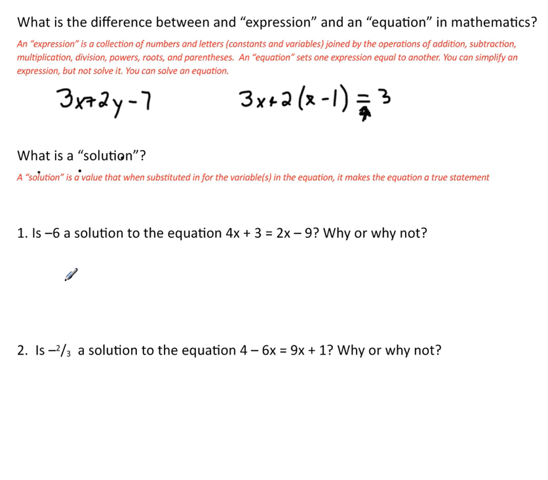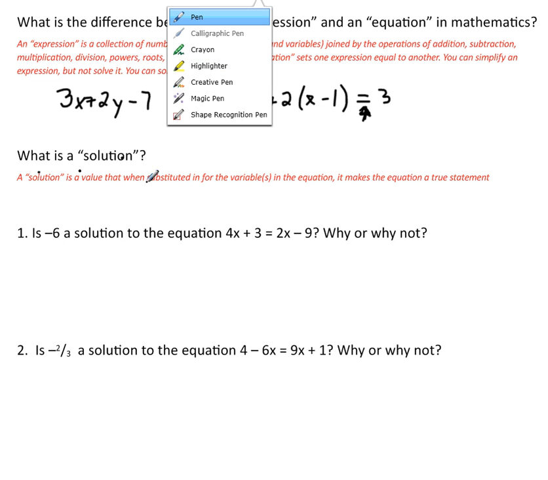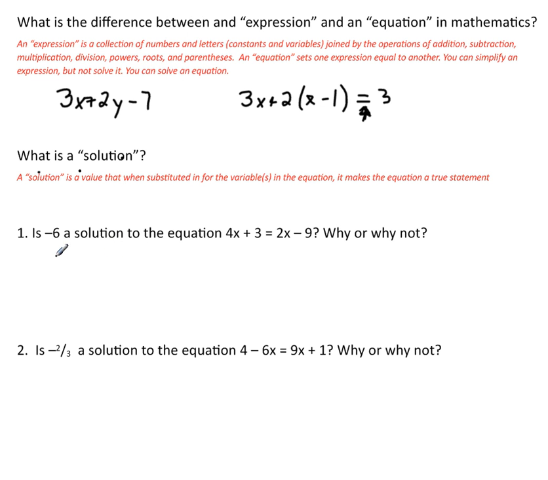We're asking, is negative 6 a solution to the equation 4x plus 3 equals 2x minus 9, why or why not? Well, we would find out by actually substituting in our values. So let's go ahead and do that. We have 4 times the quantity negative 6, plus 3, equals 2 times negative 6 minus 9. And if this is a solution, this statement will be true. Well, how do we know?